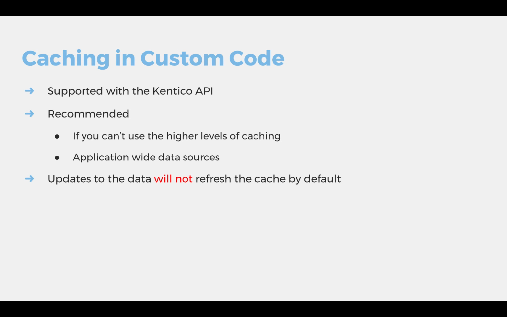Now, it's important to note that data cached via the API won't be refreshed on an update, say to a page. It's not by default. If you want to get an update, then you need to make a dependency between this and another object, or have values to expire the cache within a certain time frame, but you have to manage it within code.